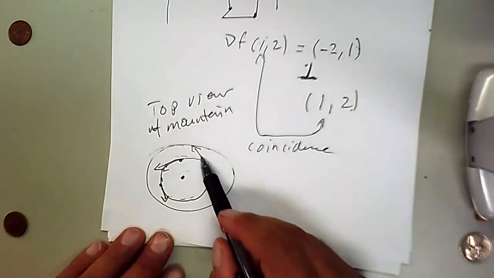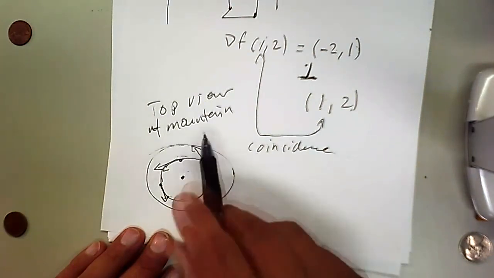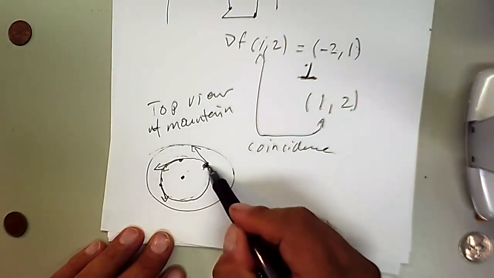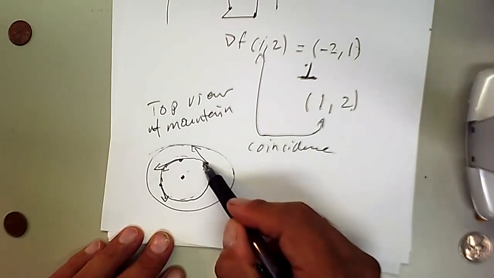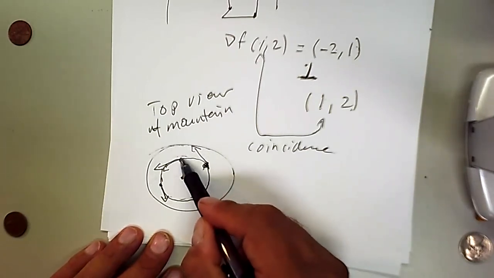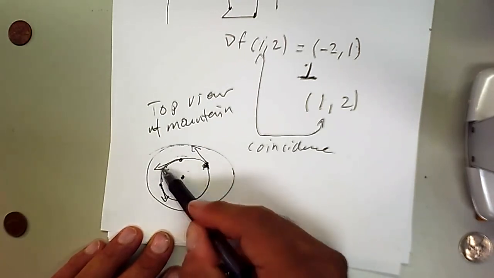And that's what I mean here. This is a top view. Pretend you're on a mountain, you're here, and you want to go around the mountain. What you do is go in this direction initially, but then once you change your position, you got to change the direction to keep up with the level.